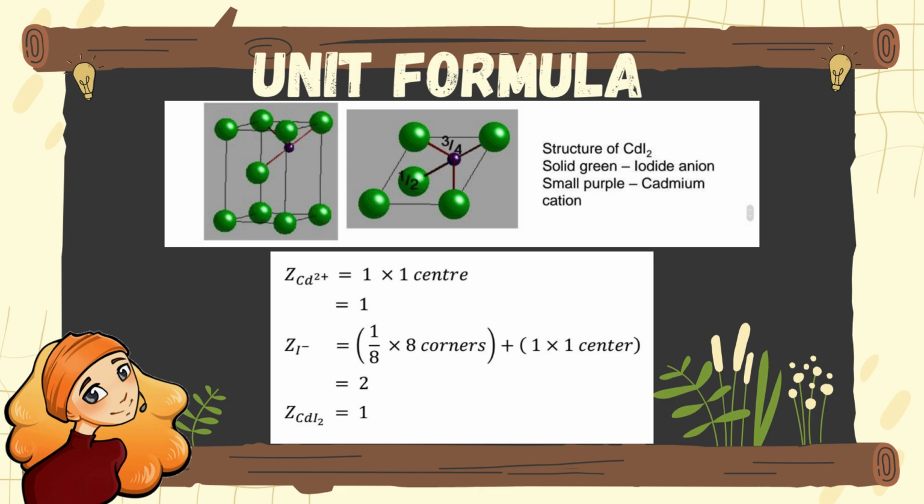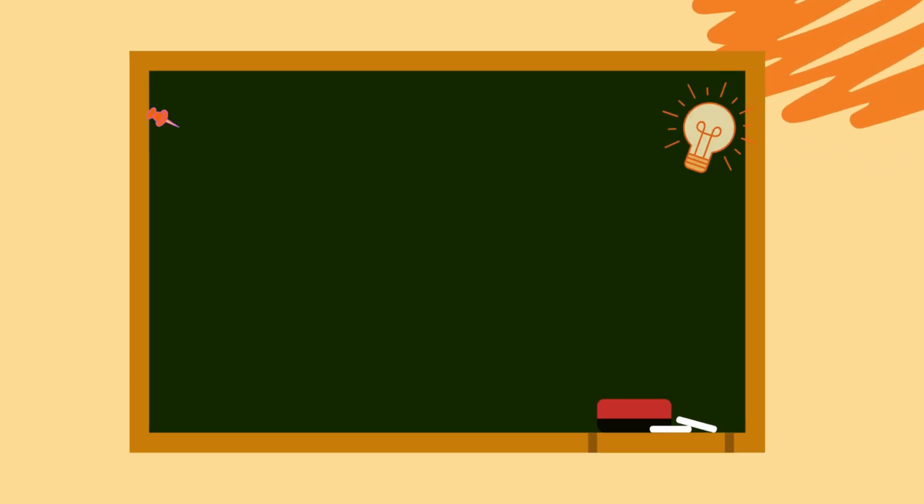While for the cadmium ion, there is only 1 cadmium ion that occupies half of the octahedral sites of the hexagonal cell. Thus, the unit formula for the cadmium ion is 1. After calculating the number of unit formula for iodide ion and cadmium ion that are 2 and 1 respectively, therefore from here we know that the unit formula of cadmium iodide is 1.